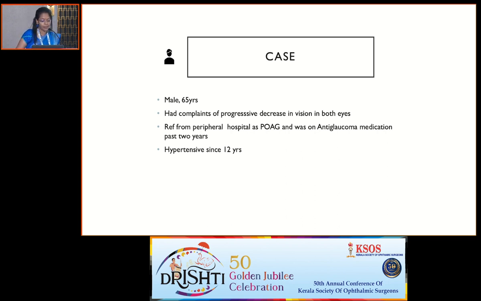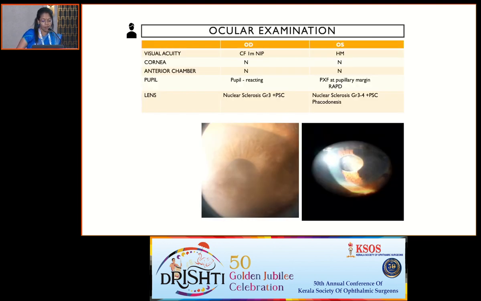This 65-year-old male had presented to our hospital from a referral hospital as a case of primary open-angle glaucoma and was on anti-glaucoma medication for the past 2 years. Ocular examination revealed right eye visual acuity of counting fingers 1 meter. Rest of the anterior segment was normal except for nuclear sclerosis of grade 3. Left eye visual acuity was hand movements, and as you can see from the picture, there is evident pseudoexfoliation present at the pupillary margin with loss of pigment at the pupillary ruff, with a relative afferent pupillary defect. There was nuclear sclerosis of grade 3 to 4, and there was evident phacodonesis.